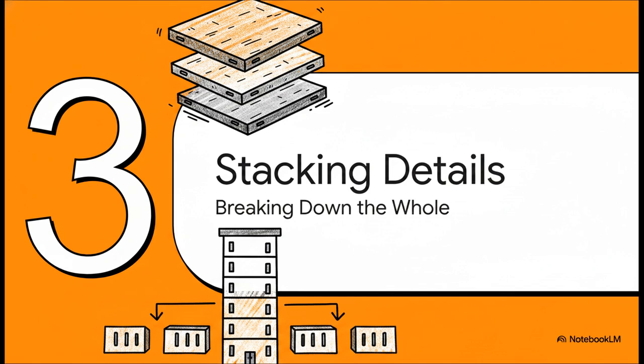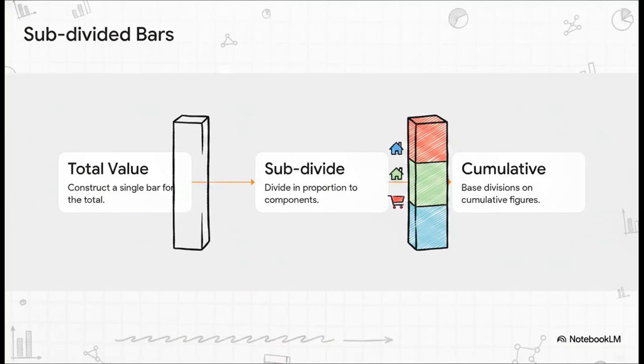This is where we break down the whole. Instead of putting buildings next to each other, what if we want to look at the individual floors of one single building? Well, that brings us to the subdivided bar diagram, also known as a component diagram. Building one is a really logical step-by-step process. Step 1, you construct a single tall bar that represents the absolute total value of your variable.